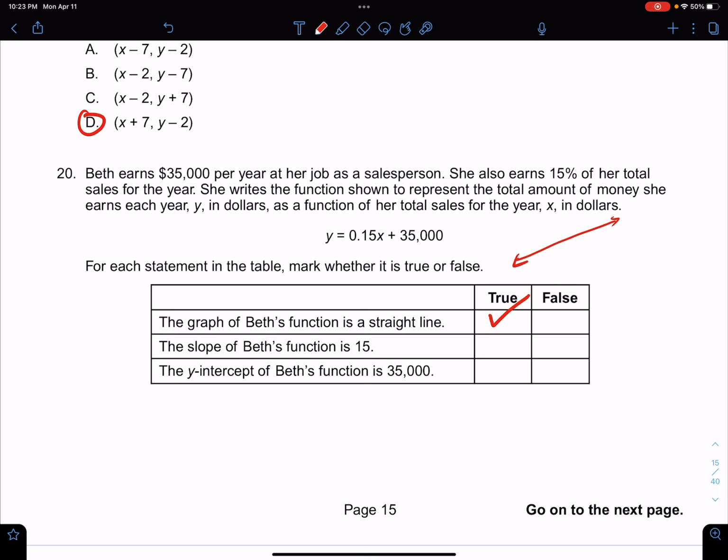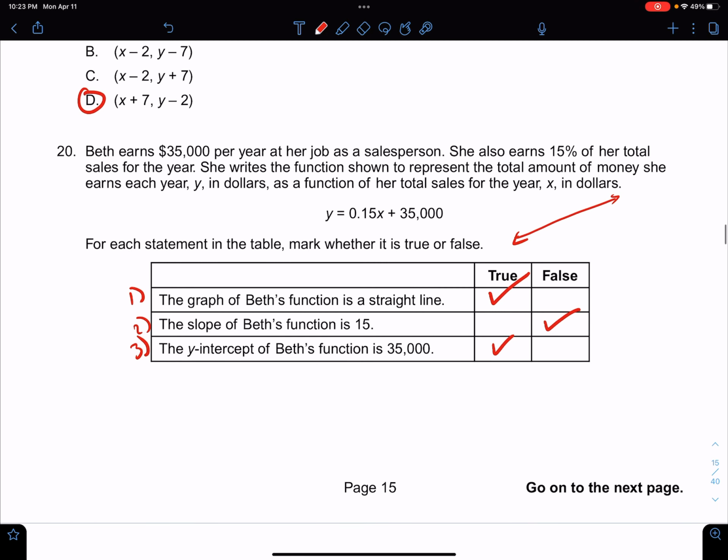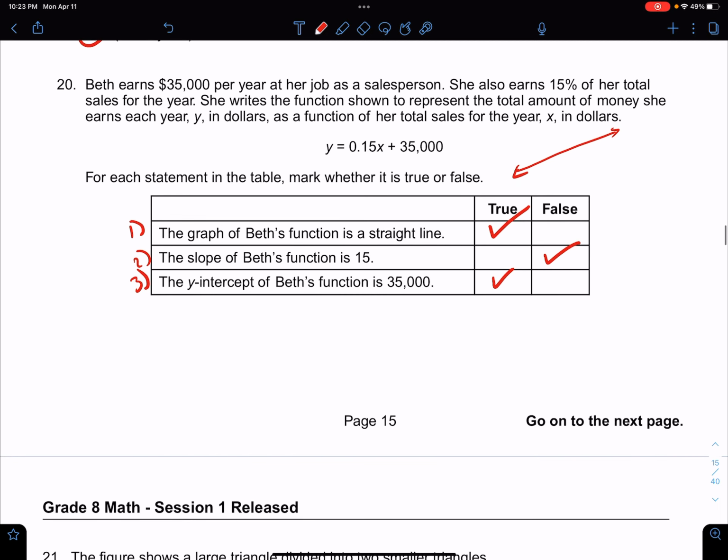Okay, the second thing, so let's label these 1, 2, and 3. The second thing says the slope of Beth's function is 15. I know that's not true because it's 0.15, because it's 15%. So I say that's false. The third thing is the y-intercept of Beth's function is 35,000. And we say that's true, right there. So we say that's true, because this right here is always the y-intercept.